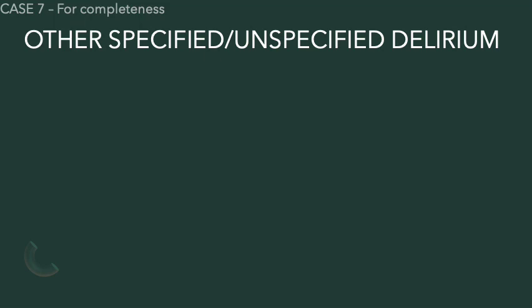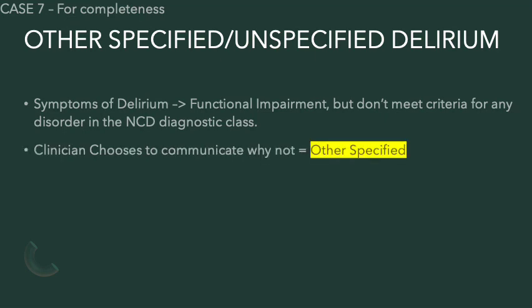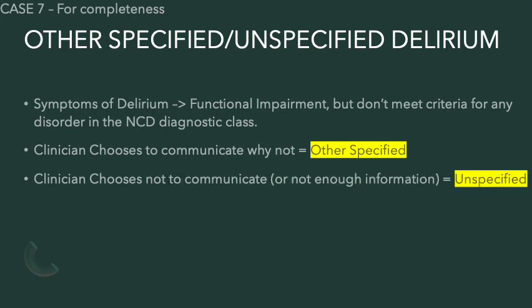And finally, for completeness' sake, we'll talk about other specified and unspecified delirium. The common feature between them being that there are symptoms of delirium which result in functional impairment, but the individual doesn't meet criteria for any disorder in the neurocognitive disorder diagnostic class. If the clinician chooses to communicate why they don't meet criteria, other specified is used. If the clinician chooses not to communicate the reason why, or there's not enough information, then they use unspecified.